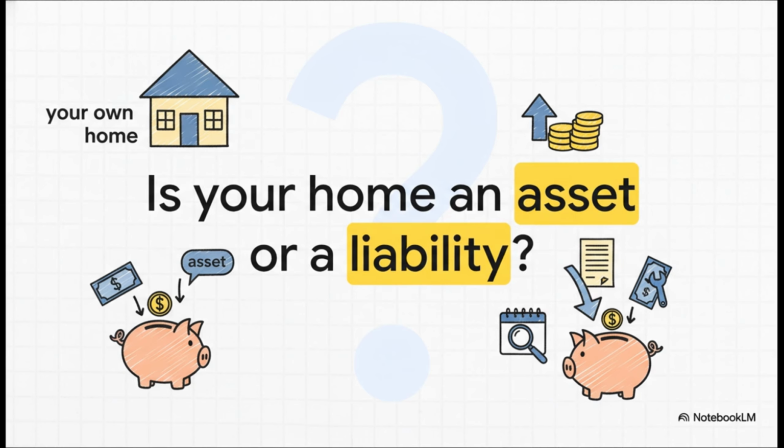Okay, let's put this to the test with the biggest purchase most people ever make, their home. Is it an asset or a liability? We're told our whole lives it's our greatest asset. But let's just look at the cash flow. With the mortgage, taxes, and maintenance, money is flowing out of your pocket every single month. So by our simple definition, that makes it a liability.